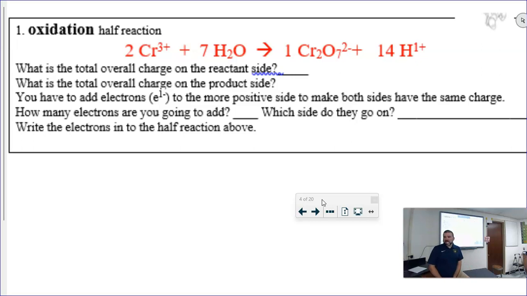Let's go through what we have. The first question is what is the total overall charge on the reactant side? If I'm looking at this example, I have my arrow right there, and this is my reactant side. We're asking for the total charge on that side of the chemical reaction. So if I look, I have these chromium 3+ ions. How many of those chromium 3+ do I have? I've got 2 of them, right? So to do the math, I need to account for the fact that I have 2 of these. The grand total on the reactant side is 6+.